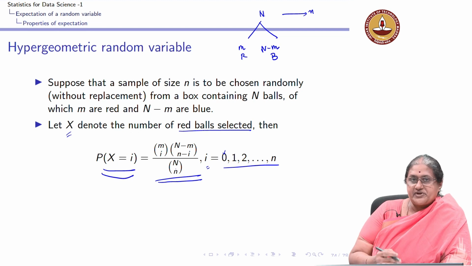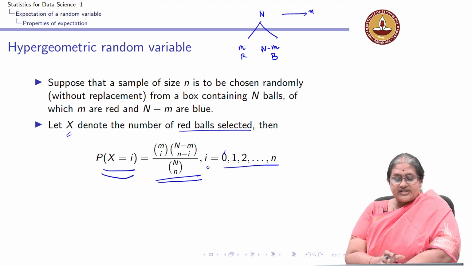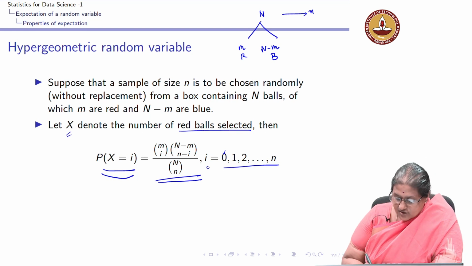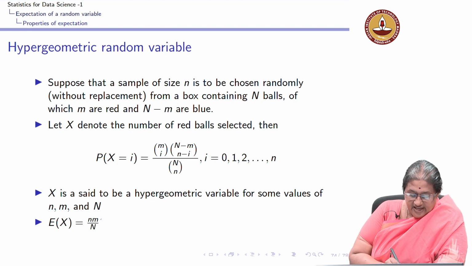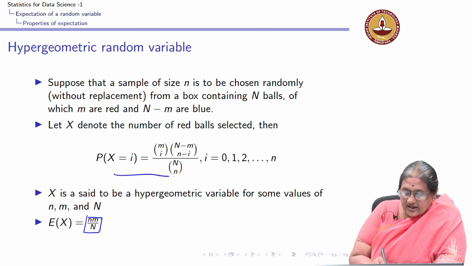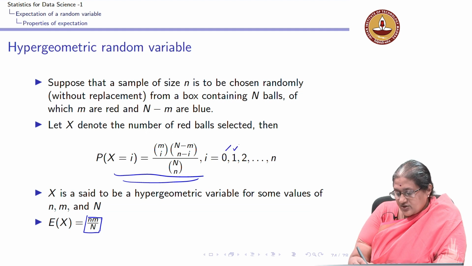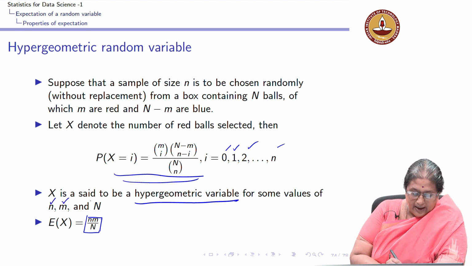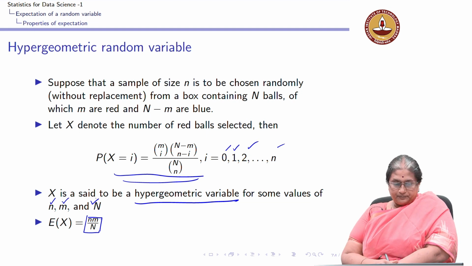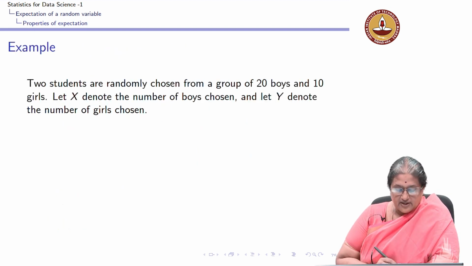How we get this expression will be discussed in tutorials, but this is the expression. And you can also verify that the expectation of X is n into m by N. A discrete variable of this kind, which takes values 0, 1 to n, is referred to as a hypergeometric variable for values of n, m and capital N. Let us look at an application of the hypergeometric random variable.